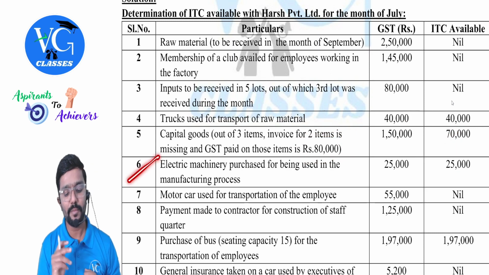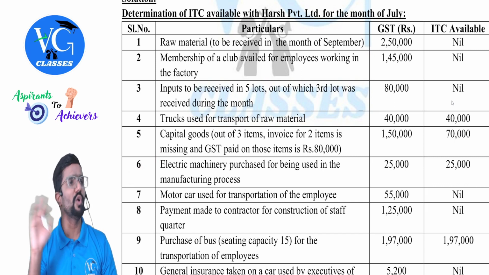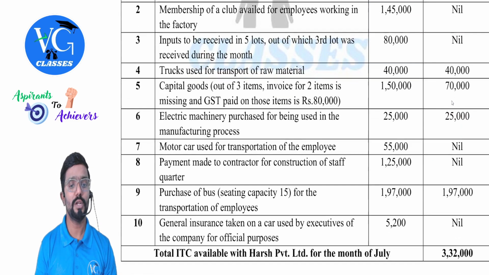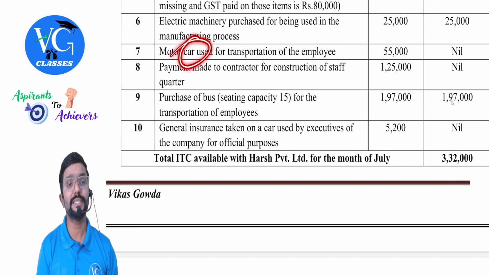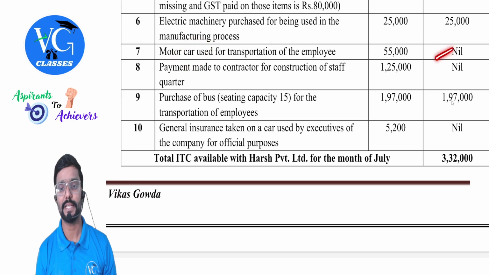Next, electric machinery purchased for being used in the manufacturing process. Nowhere blocked. That means credit is available. Next, motor car used for the transportation of employees. Car, so seating capacity less than 13. Credit blocked. Credit blocked, guys.